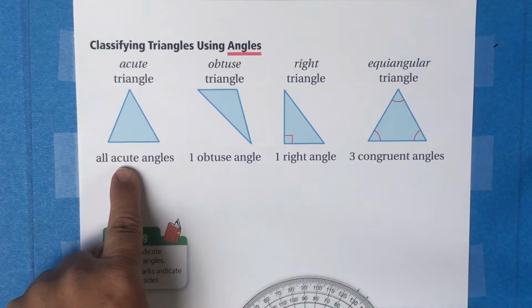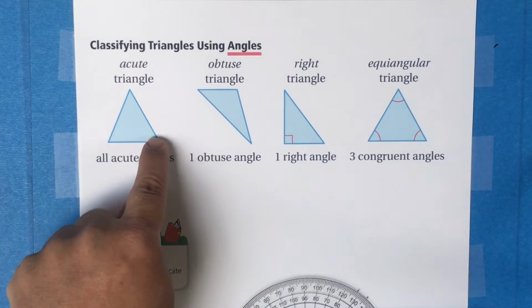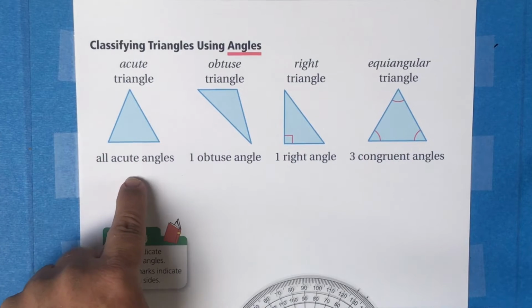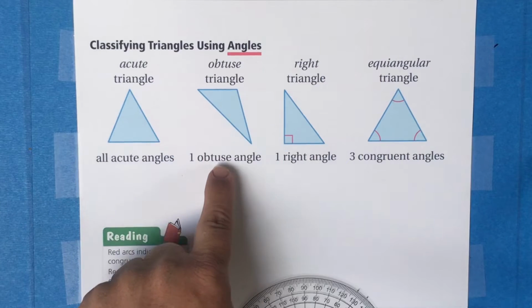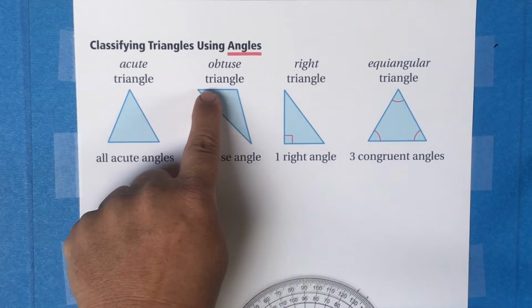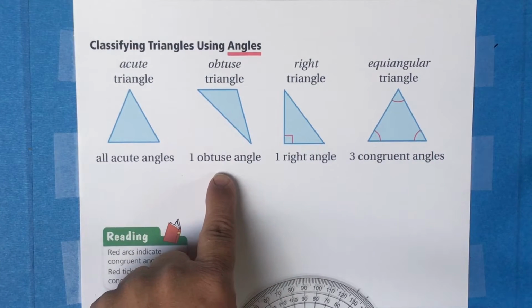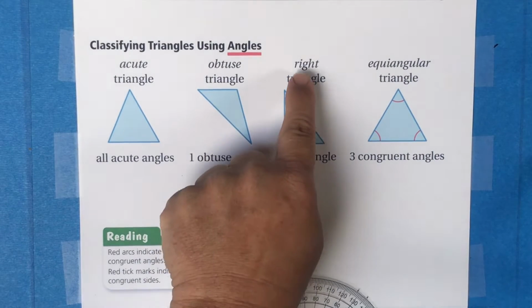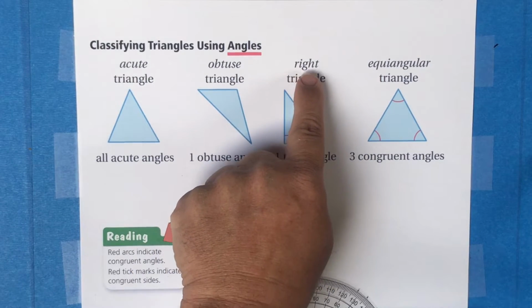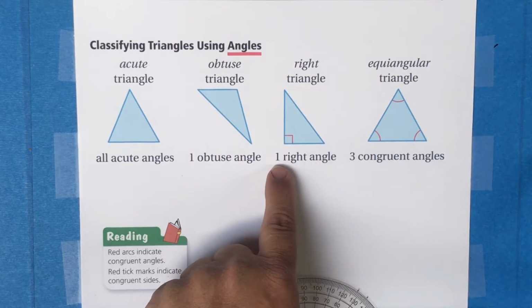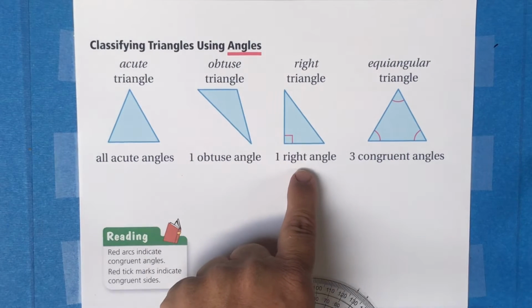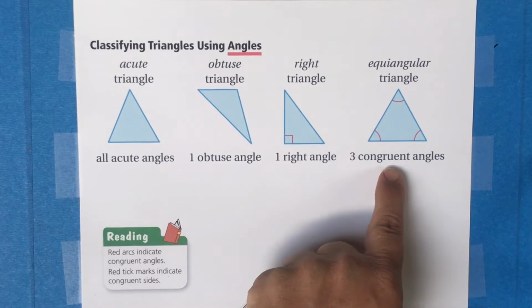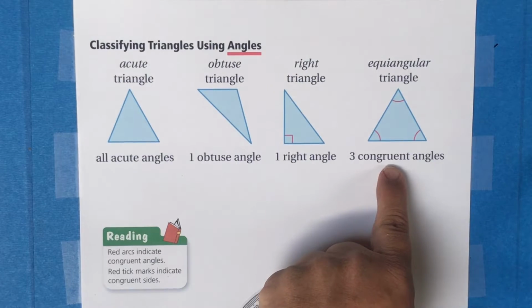An acute triangle has angles that are all acute. All three angles have to be acute. All three angles have to be less than 90 degrees. An obtuse triangle is one where one of the three angles is greater than 90 degrees. The third type of triangle that we can classify is a right triangle, and it has one right angle within the triangle. And finally, the fourth triangle is an equiangular triangle, meaning all three angles are equal.